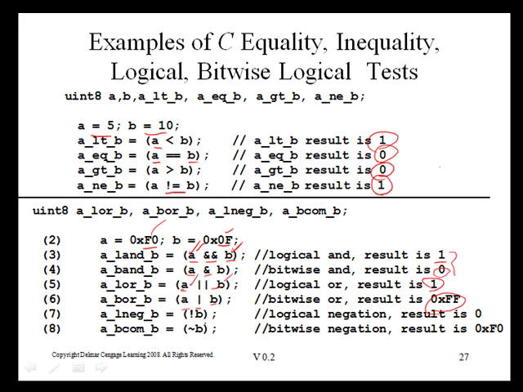Finally, let's look at the logical and bitwise negation. Here, B is non-zero, so it's a 1. The logical negation of that is going to be a 0, so the result is a 0. The bitwise negation of B with the 0F is going to return an F0.